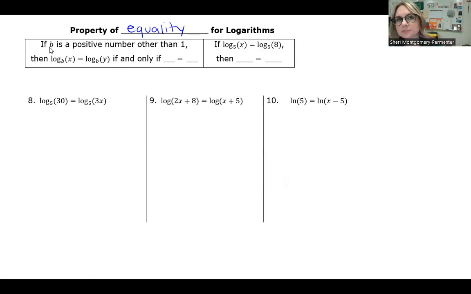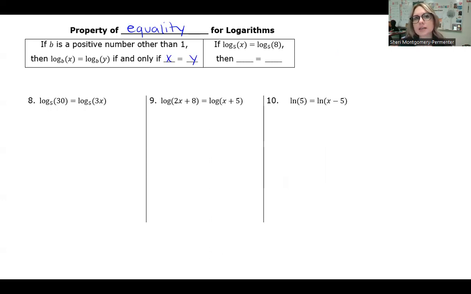So this says, if B is a positive number other than 1, so B can be any number, just not 1, and it needs to be positive, then log base B of X is equal to log base B of Y if and only if, so these things can be equal to each other only if what two things are also equal? X and Y.